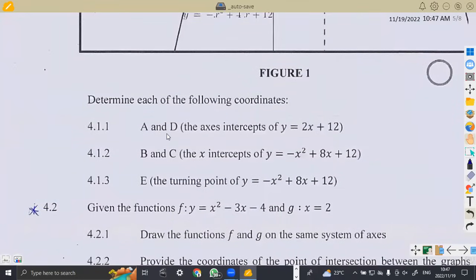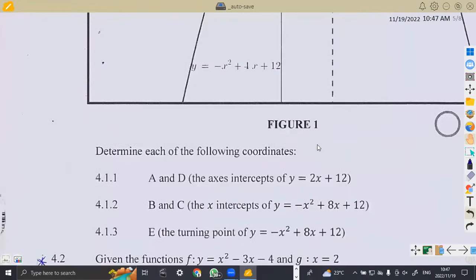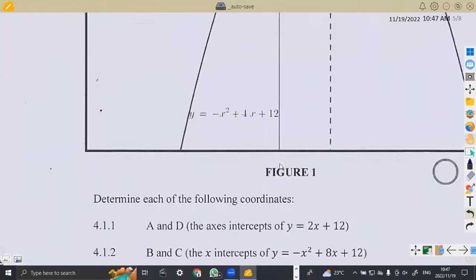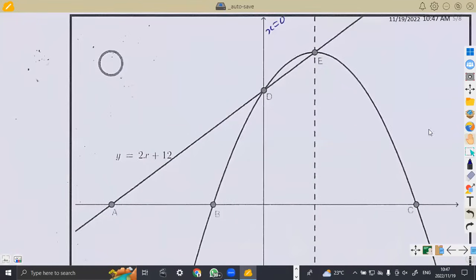Question 4.11, A and D: the axis intercepts of y is equal to 2x plus 12. We need the coordinates of A and D. So we've got A and D. That's our point A here, and that's our point D.